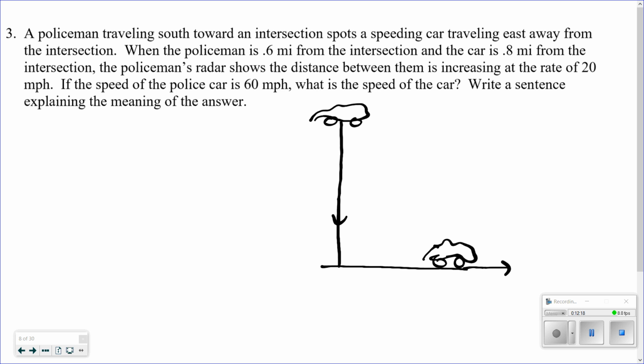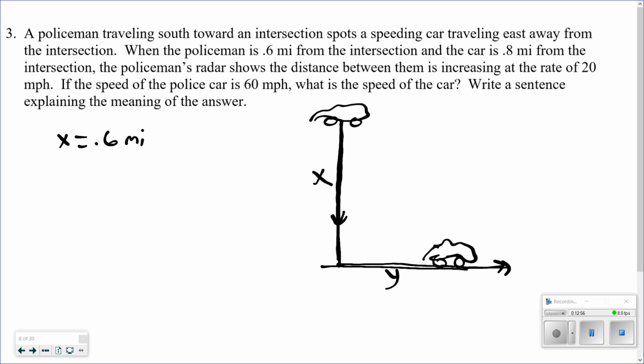Okay, so let's label what we know. It says the policeman is 0.6 from the intersection. Now, first of all, something to be careful of is that as time goes by, the police car is getting closer, so this side is changing. So I need to represent it with a variable. I'm going to call it x. But in that one magical moment where we're trying to solve this problem, we know the police car is 0.6 miles from the intersection. That's what x has to equal at that moment. This side is also changing, right? As time goes by, the car is getting further and further away. So we've got to put a variable here too, because that side has to be changing.